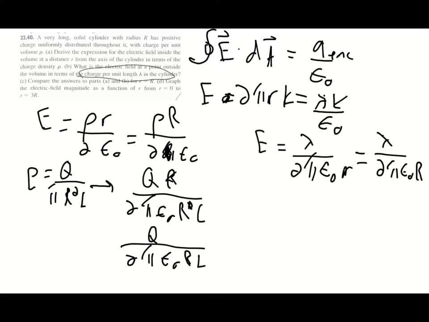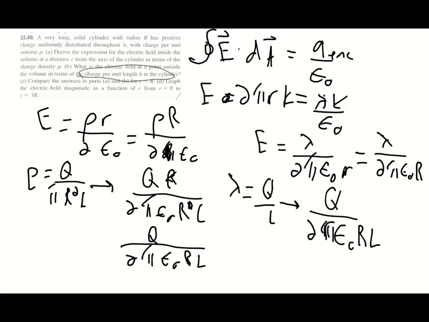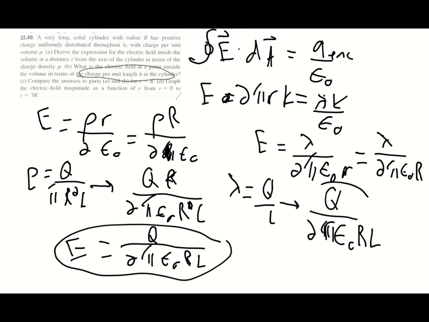Okay. So for that one, they want the charge per length, which again is as easy as it looks. Lambda is just Q over L. So if I replace that, I'm going to get Q over 2 pi epsilon naught RL. And you can see that this one, the one on the left, is equivalent to the one on the right. And we're going to get the same electric field for both of them at that point. So that works out great.